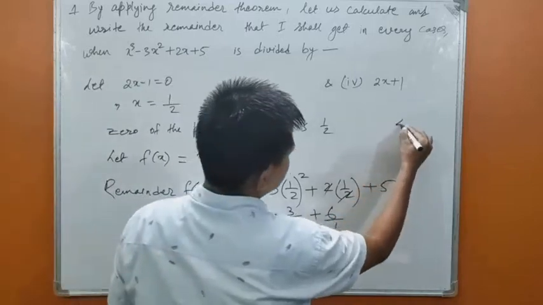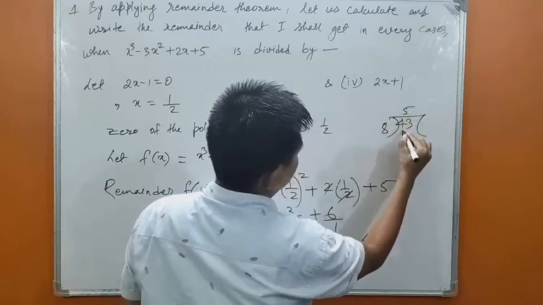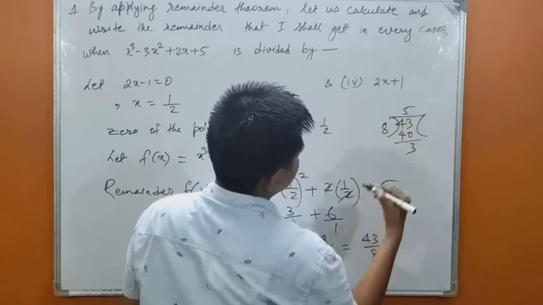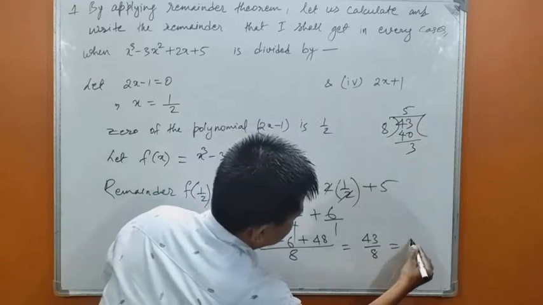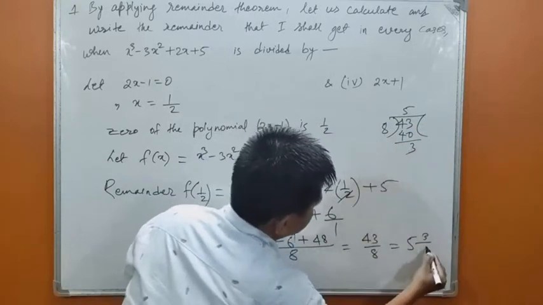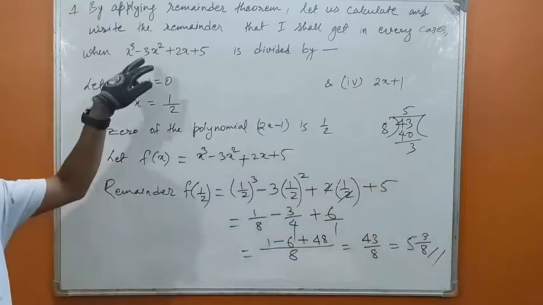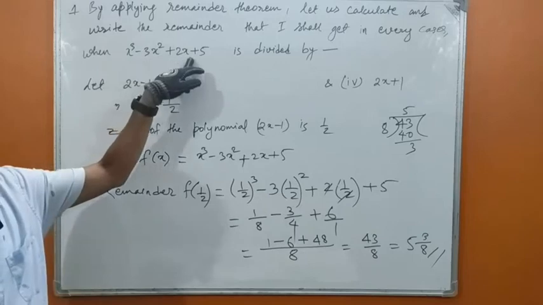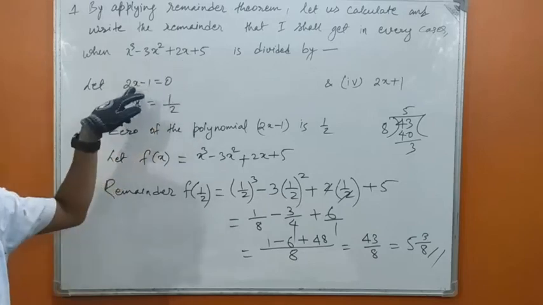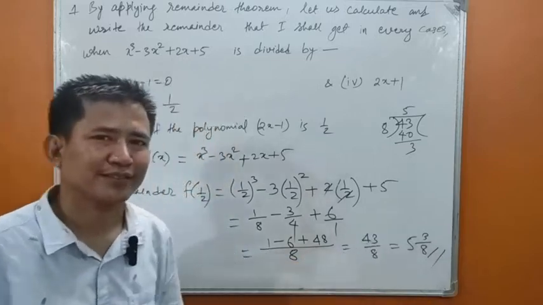So let us convert this. 43 divided by 8. 8 5s are 40. 3 comes down. So we write this as 5 whole. This 3 comes in the numerator and 8 in the denominator. So when x cube minus 3x square plus 2x plus 5 is divided by 2x minus 1, the remainder will be 5 whole 3 upon 8. Got this?